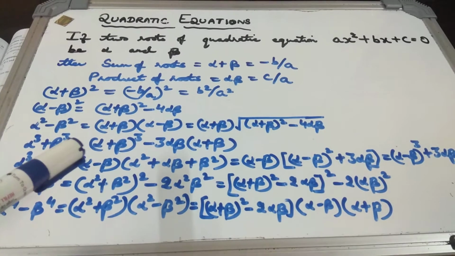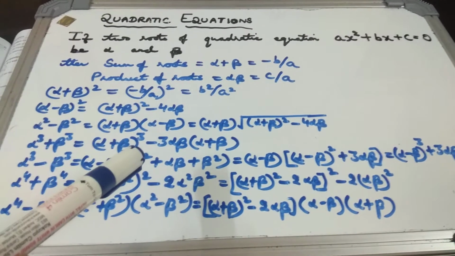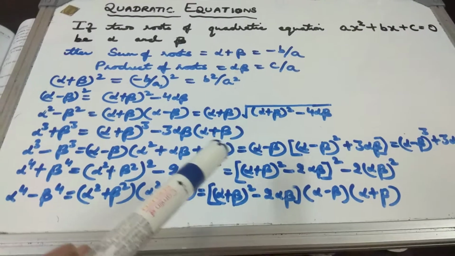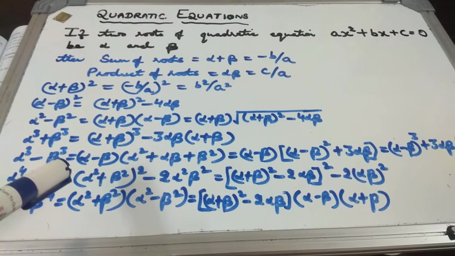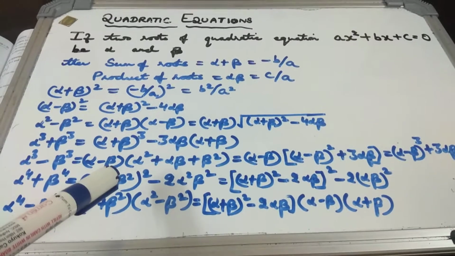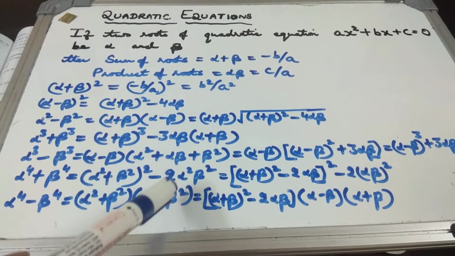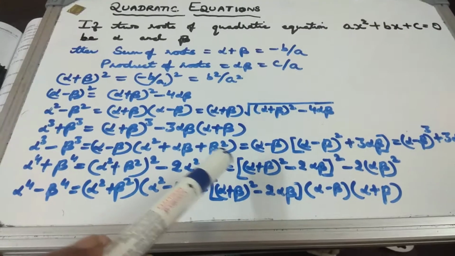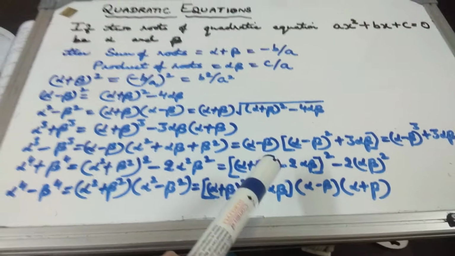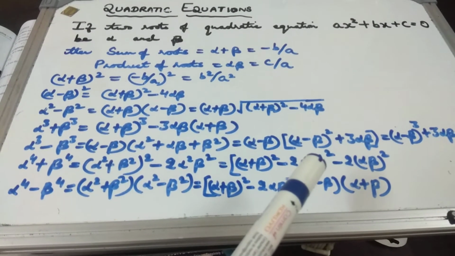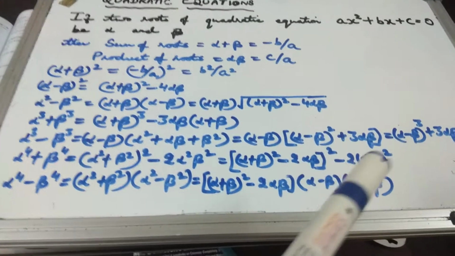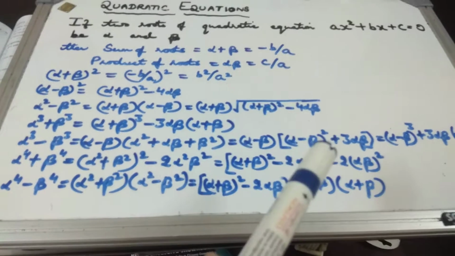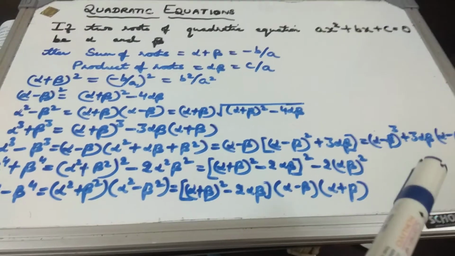Next, alpha cube plus beta cube is equals to alpha plus beta whole cube minus 3 alpha beta into alpha plus beta. Similarly, alpha cube minus beta cube, you can write it as alpha minus beta into alpha square plus alpha beta plus beta square, and which can be further resolved to alpha minus beta into alpha minus beta whole square plus 3 alpha beta, and alpha minus beta whole cube, if you open the bracket, plus 3 alpha beta into alpha minus beta.